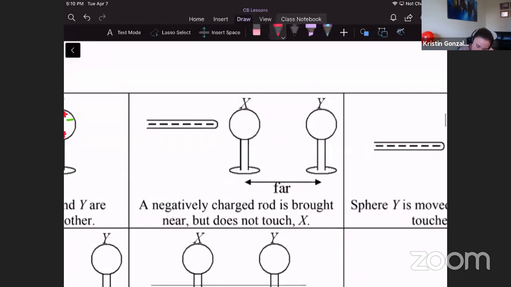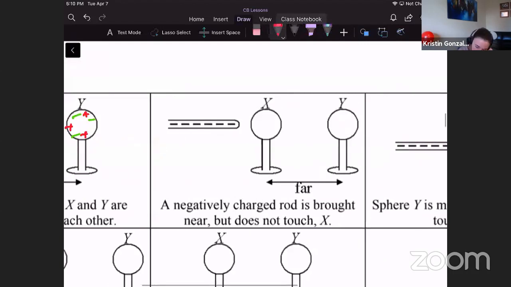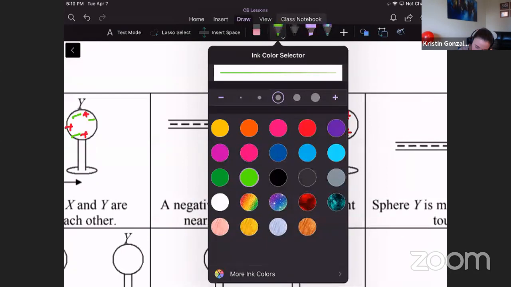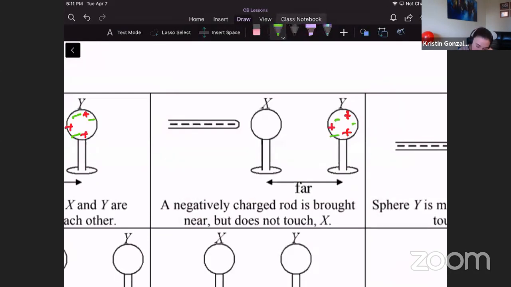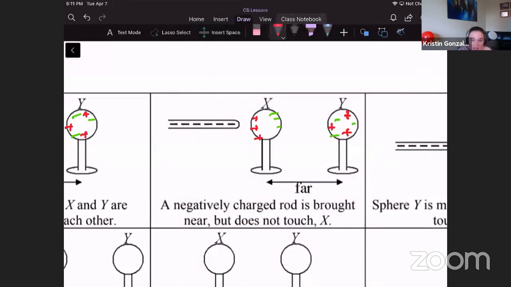So if I bring that negatively charged rod close to it, these are still far apart. That's not going to affect sphere Y, right? So sphere Y will still have positive and negative charges. But if we look at sphere X, those negative charges don't want to be close to that rod. So those negative charges are going to run away. I mean, I say that like they're actually people. We know they're not, but those charges are going to separate out away from that rod, and the positive charges do like that negative charge. So those positive charges will shift to the left side, still on the surface of that sphere.